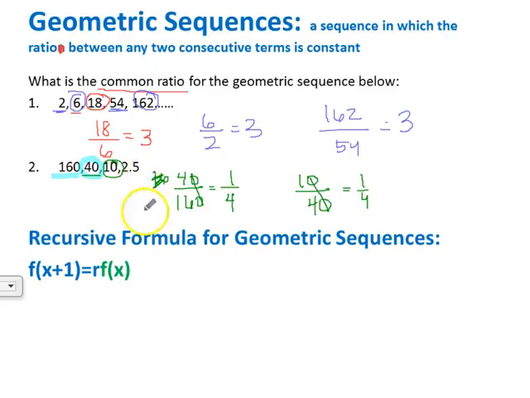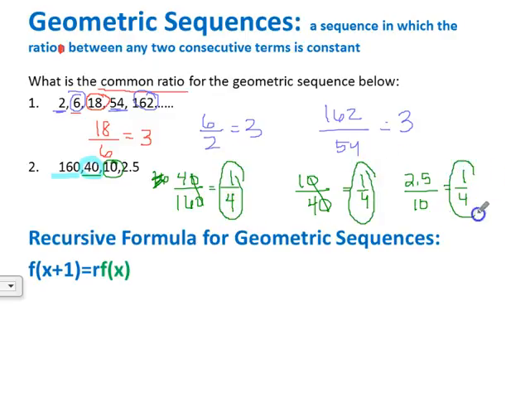I can do it one more time. 2.5 divided by 10. If I divide those numbers out, I get 0.25, which I know is the same as 1/4. So these numbers do represent a geometric sequence because I get the same ratio when I compare a number to the previous number in the sequence. And my common ratio would be 1/4. I'm going to go on to the next slide and talk about the recursive formula for geometric sequences.